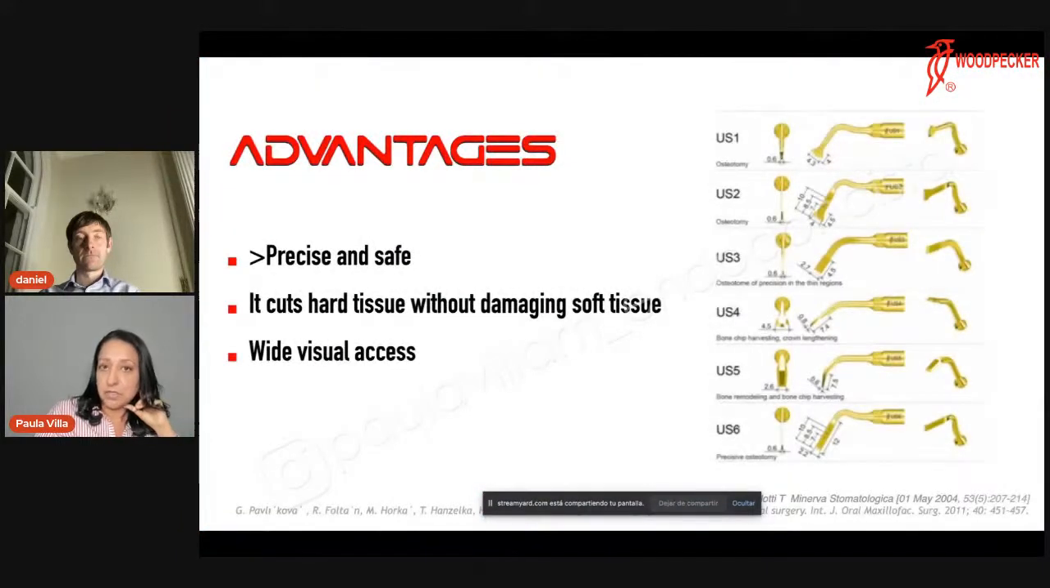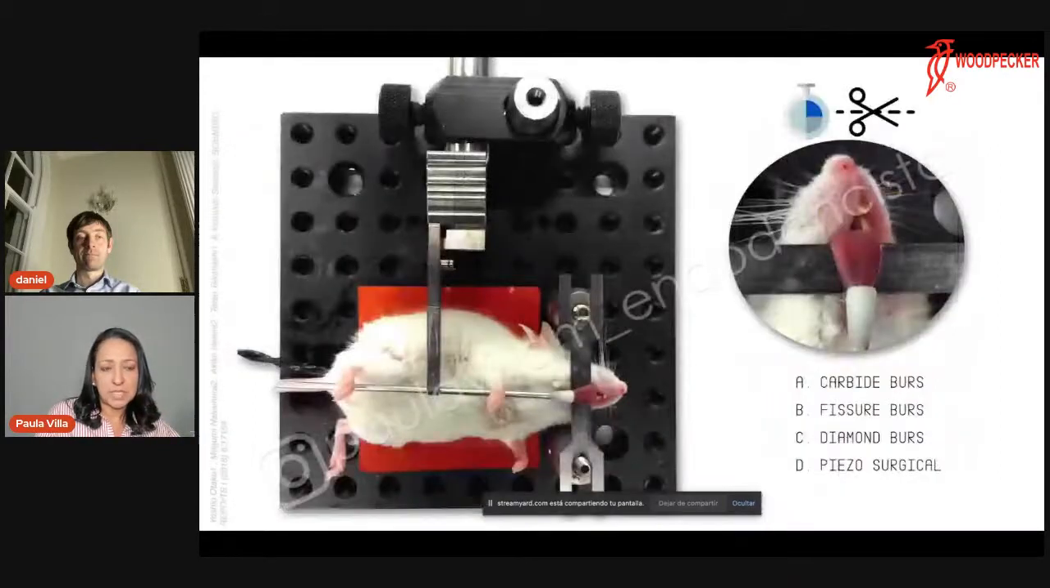Some advantages of this technology: we can cut in a more precise and safe way. It cuts hard tissue without damaging soft tissue, and for me, this is the main advantage of this technology. It is very, very safe to cut near anatomical structures like the maxillary sinus or mental nerve. Also, we will have wide visual access. I will show you cases explaining all of these aspects.